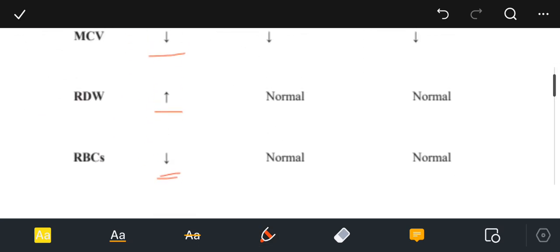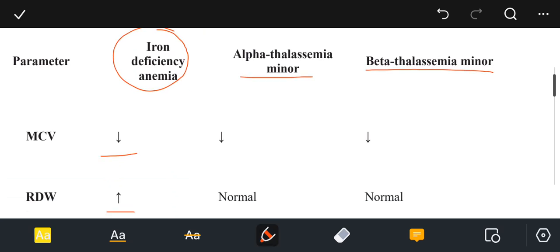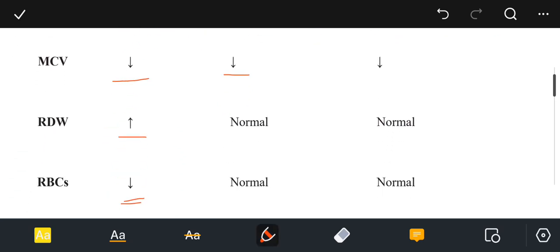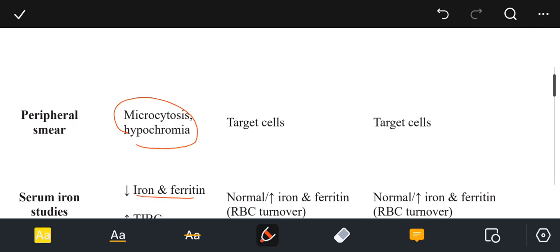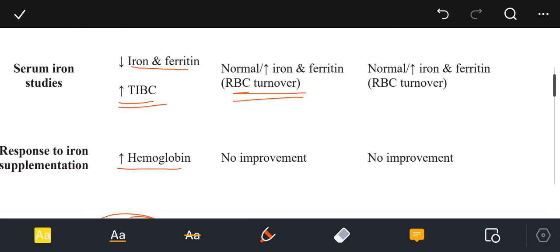Now let's talk about alpha thalassemia minor. The mean corpuscular volume will be decreased. The RDW will be normal. RBC count will be normal. The peripheral smear will show target cells. Serum iron studies will show normal or increased iron and ferritin, and RBC turnover. Response to iron supplementation will show no improvement.